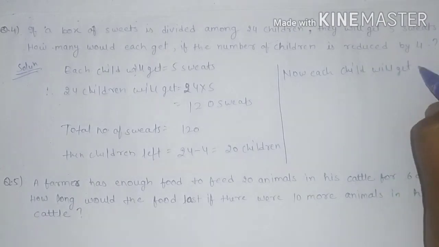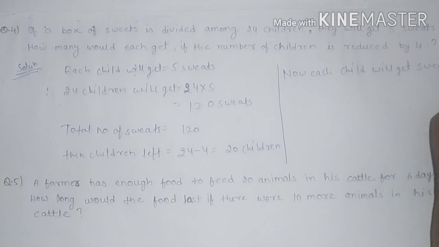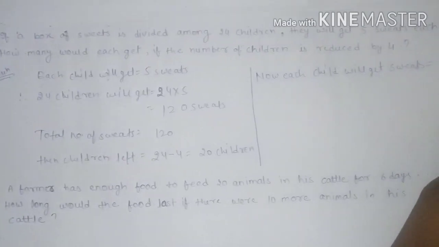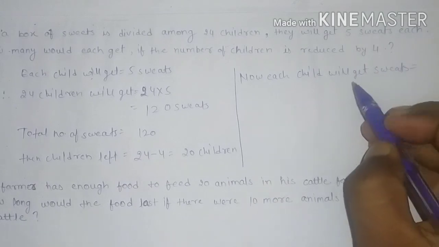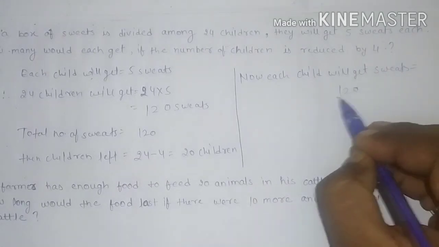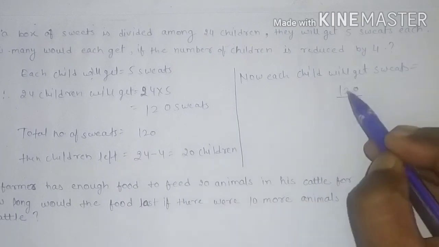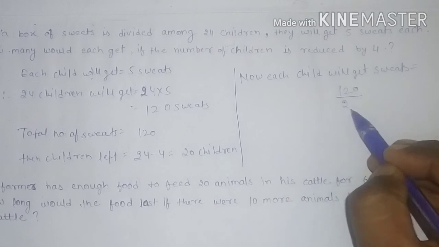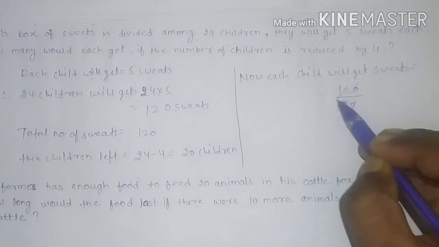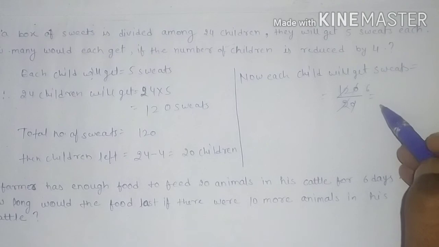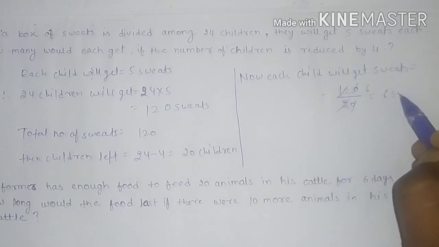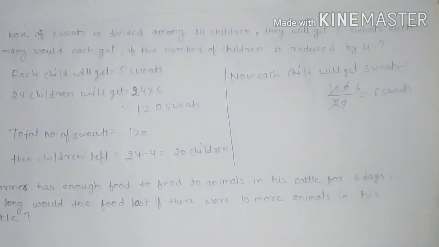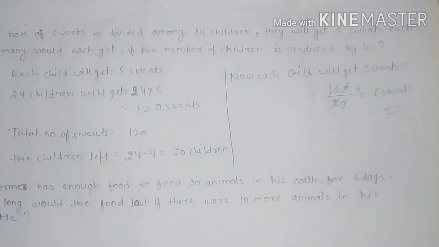So simply, now each child will get sweets equals to 120 divided by 20, the children left. So total number of sweets divided by children left, that is 20. So it will be 0 0 cancel and 2 sixes are 12. So each child will get 6 sweets. Okay. Now this is the answer, 6 sweets is the answer. Now it's very simple. So the next question, that is question number 5.